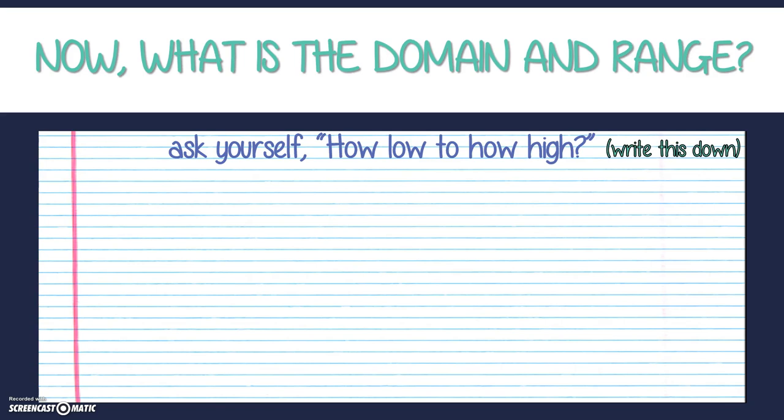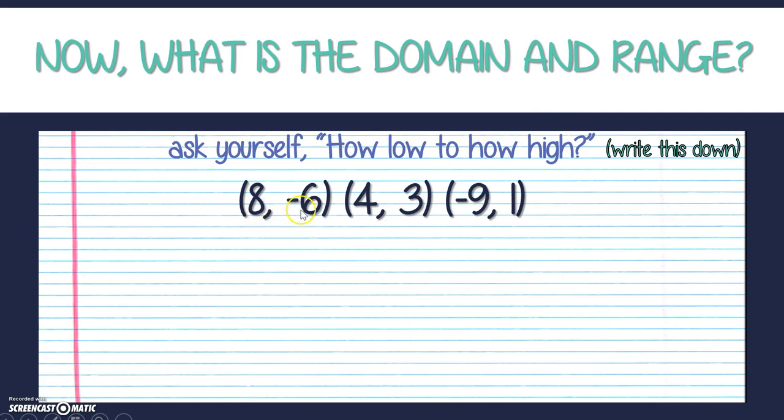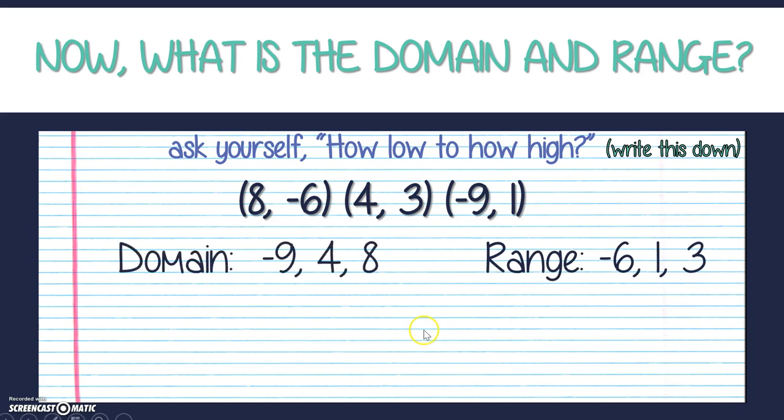All right, back to the notebook paper. So if I give you this list of values, we have 8, -6, 4, 3, -9, 1. Now X always comes first, Y always comes second. So if we want to list the domain and range of these, our domain is going to be -9, 4, and 8, where our range is going to be our Y values, -6, 3, and 1. Typically, the domain and range is listed from least to greatest, but unless specified, it does not matter what order they go in.